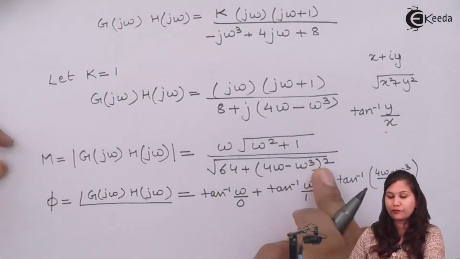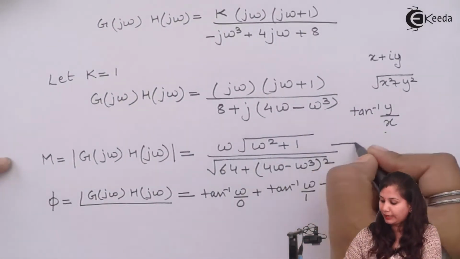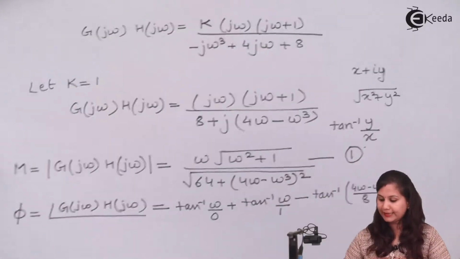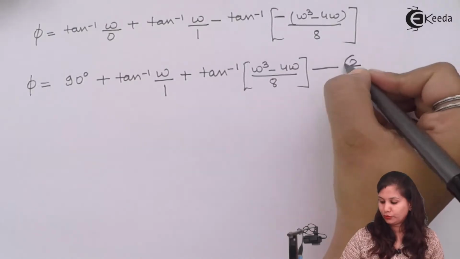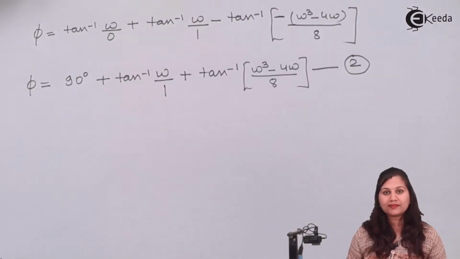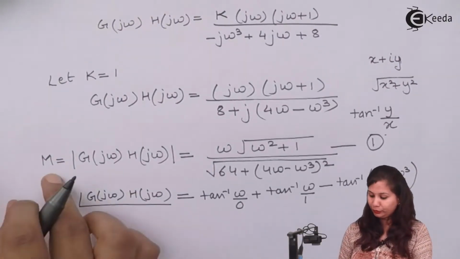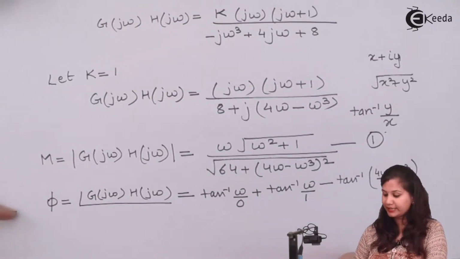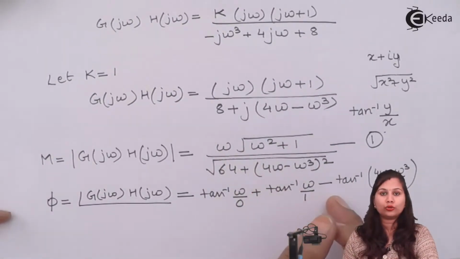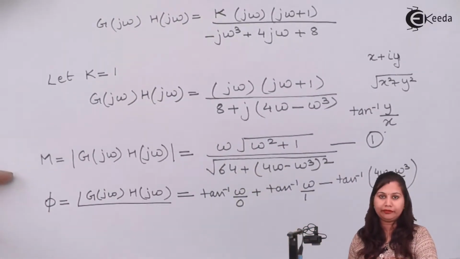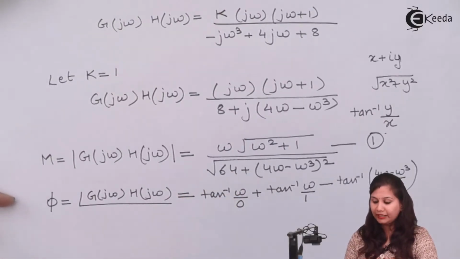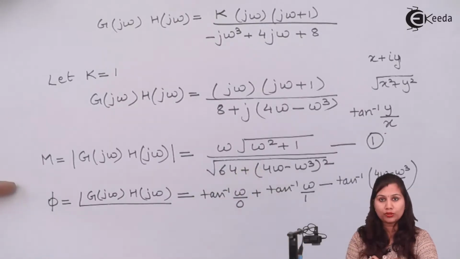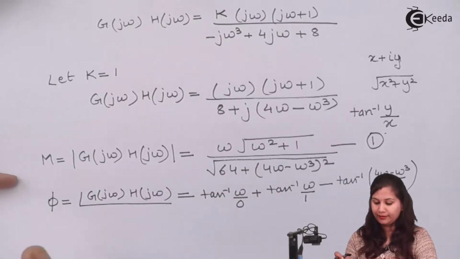This equation is for the magnitude. Let's mark it as 1. And this equation is for the phase angle. Mark it as 2. Now, as we see, the magnitude and the phase angle equations contain omega. So now we are going to take different values of this omega, that is the frequency, and then calculate the magnitude and the phase angle for those values of omega.